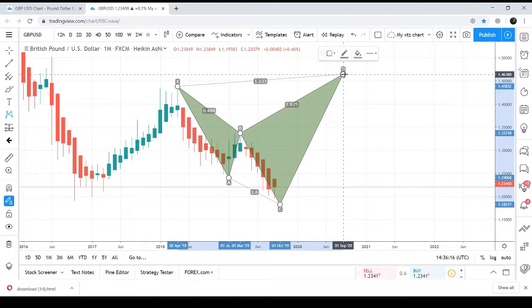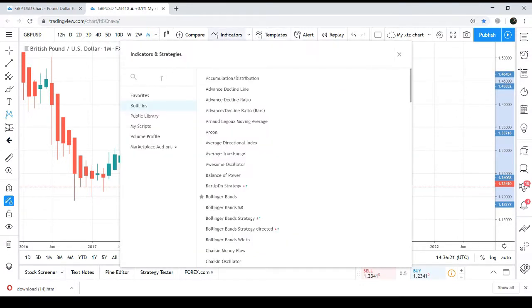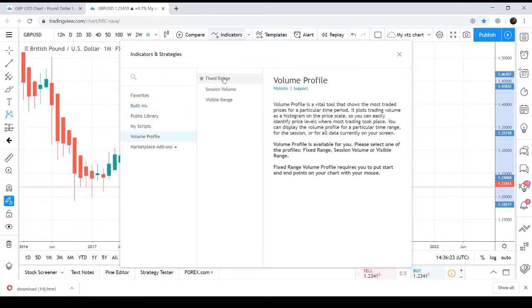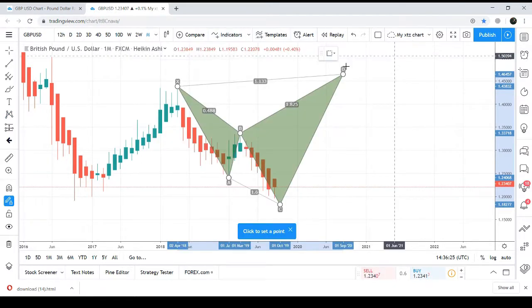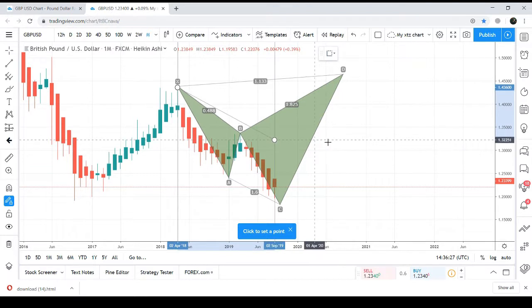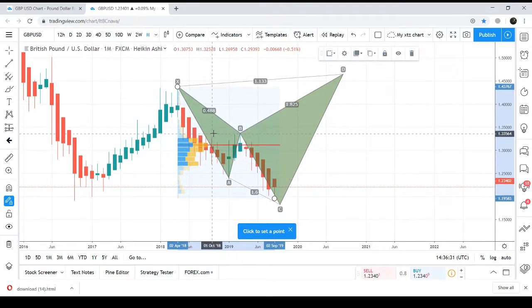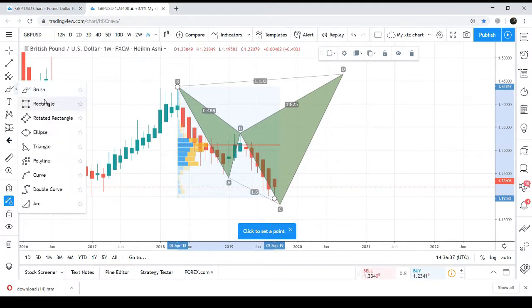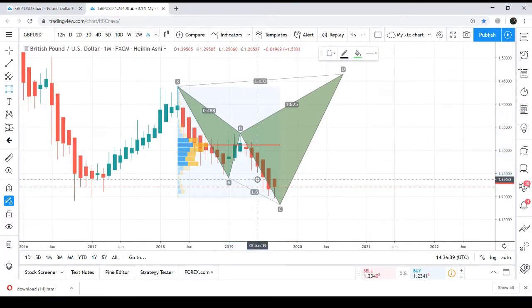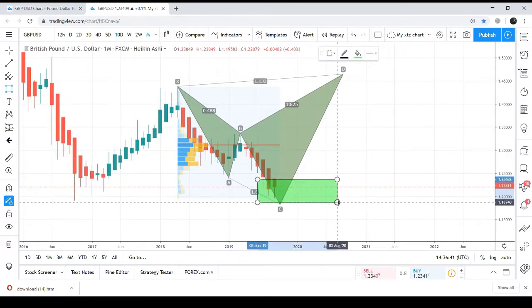Now after finding the pattern, we can apply the volume profile on the complete price action of this pattern, and this is a volume profile, the fixed range volume profile. And after applying the volume profile on the price action of this complete pattern, we can see the trader interest is very weak within the potential reversal zone. This area is our potential reversal zone, from here up to here.